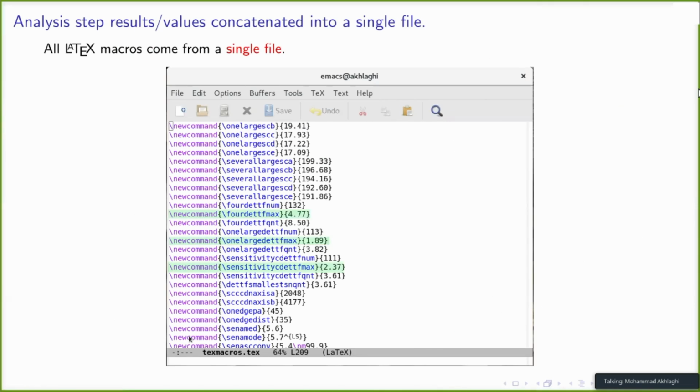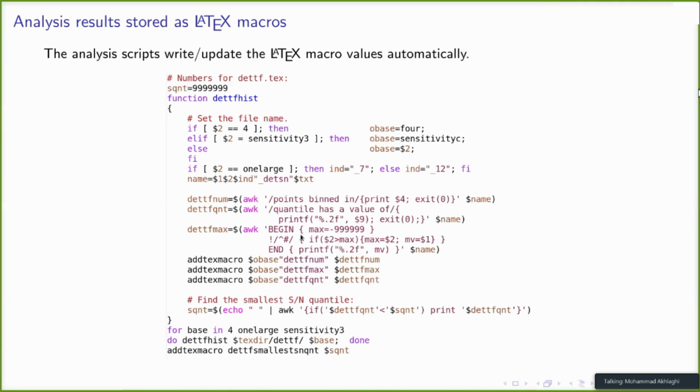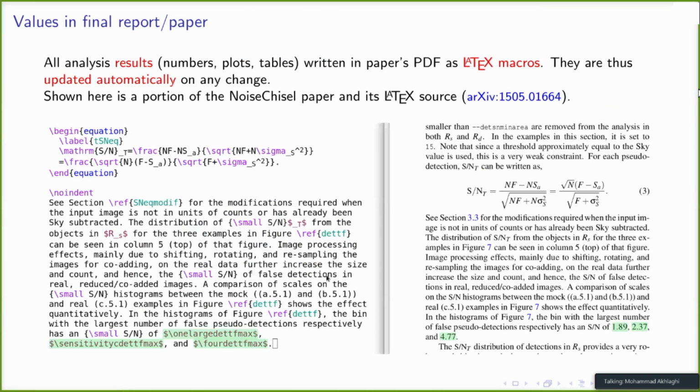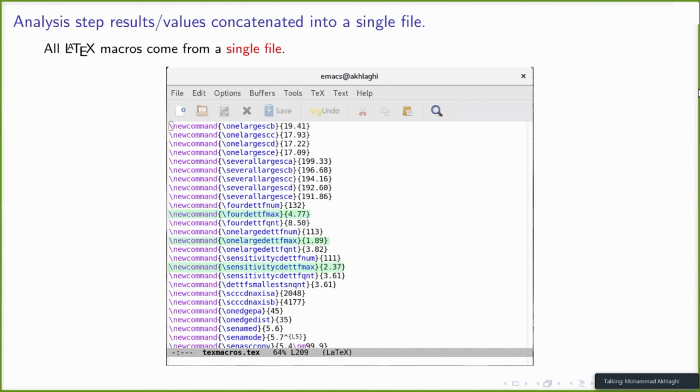And then these LaTeX macros come from this file that contains all of these macros, the numbers, and these numbers are generated at the same processing phase that the analysis that we report in the paper or data release report was done. And so anytime something in the analysis changes, the paper will be automatically updated.